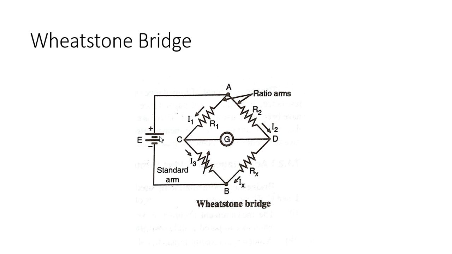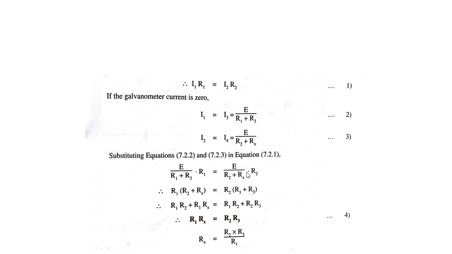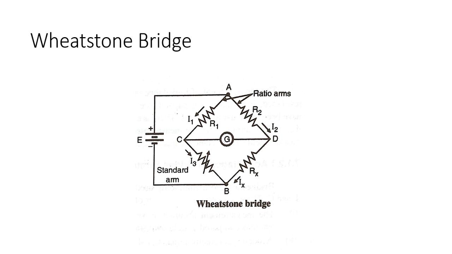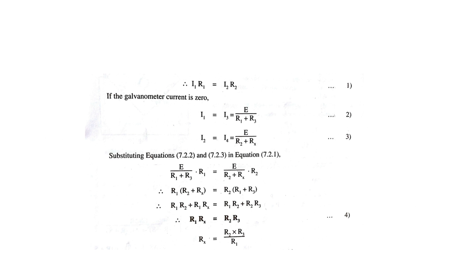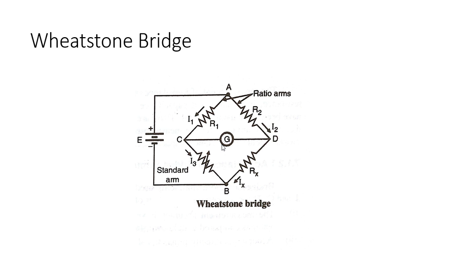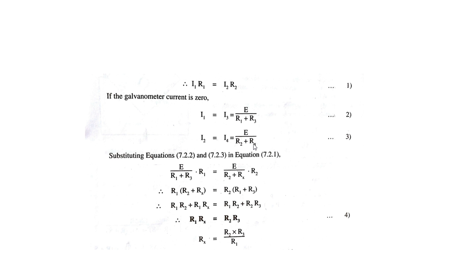Okay, so similarly the same rule can be applied over here also, because here I am considering I2 is flowing like this, and there is no current flowing from this point C to D or D to C. Then whatever the current flowing towards point D will be the current leaving from this point D. So I can say that I2 is equal to Ix, or I4 we can say. So here, sorry, I2 is equal to I4, and that is E divided by R2 plus Rx.